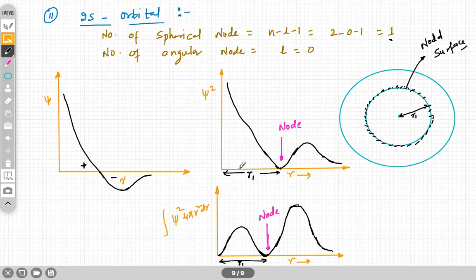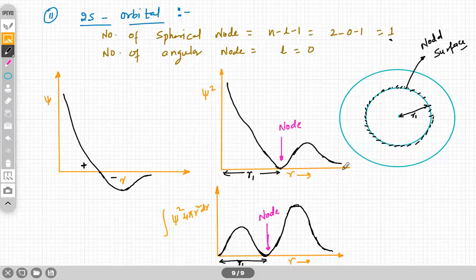Okay, so 2 things you should keep in mind. The probability graph always starts from origin. Any confusion in this? The probability graph always starts from origin. Any doubt in this? Because the origin is the nucleus, and an electron can't be present in the nucleus. Correct? So this graph always starts with the nucleus, and the number of peaks that you are getting is one more than the number of nodes present in this. We have one node and we have two peaks.